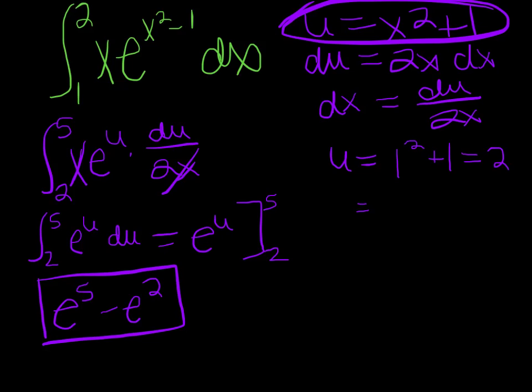Piece of cake. Oh shoot, I almost forgot. This little 2 right here. That'll get you every time. You got to make sure you pull that 1/2 out every single time. So our answer is actually going to be e to the 5th minus e squared all over 2. That's my fault. My bad.